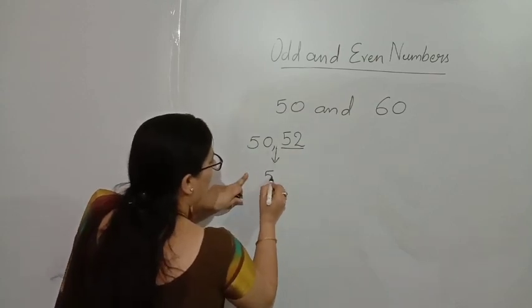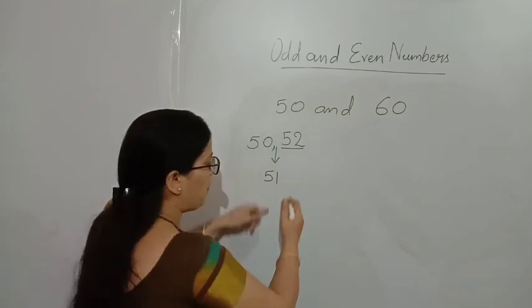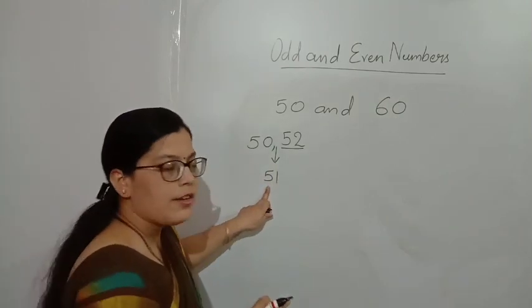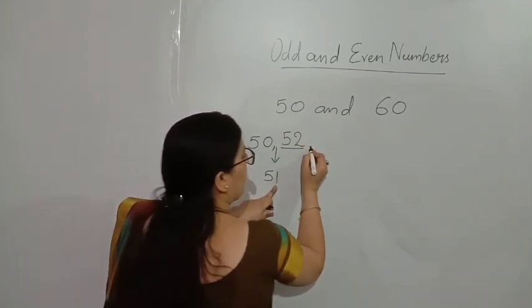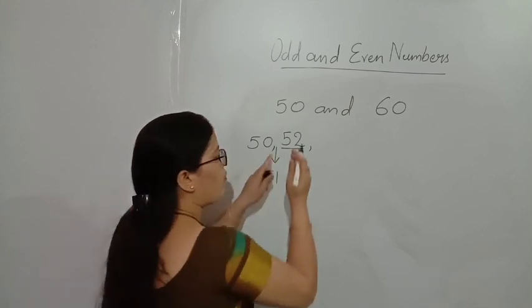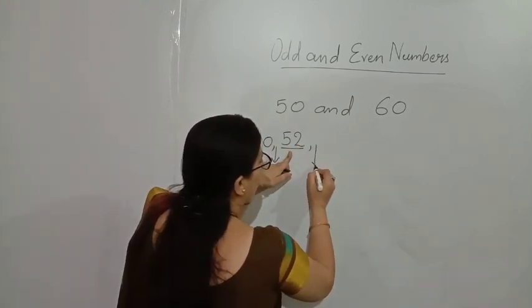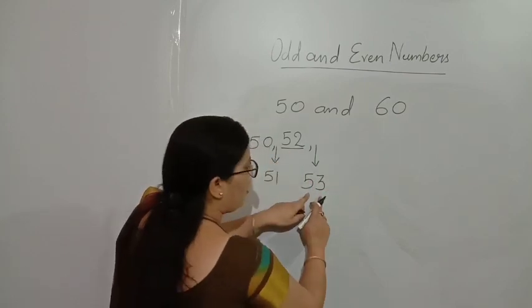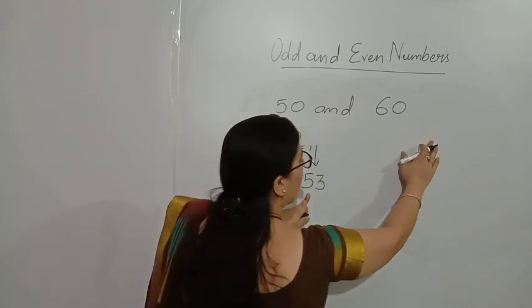Here what we are doing? We are skipping 51. We are not writing 51. Why? Because 51 is an odd number. Now, what comes after 52? It is 53. We will not write 53 because 53 is an odd number and we have to write only even numbers.